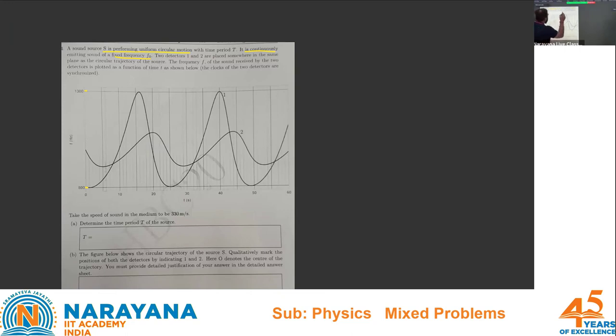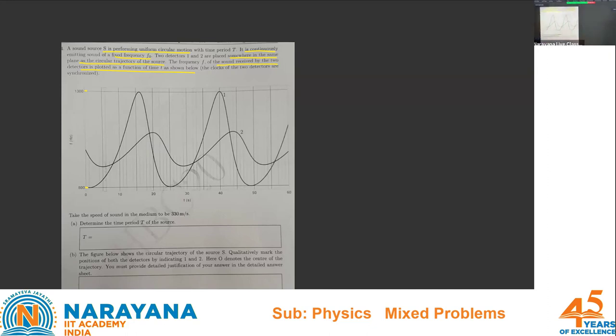So the two detectors are placed somewhere in the same plane as the circular trajectory of the source, and the frequency of the sound received by the two detectors is plotted as a function of time. The clocks of the two detectors are synchronized. The clock is the same, the time watch is the same, a common watch.